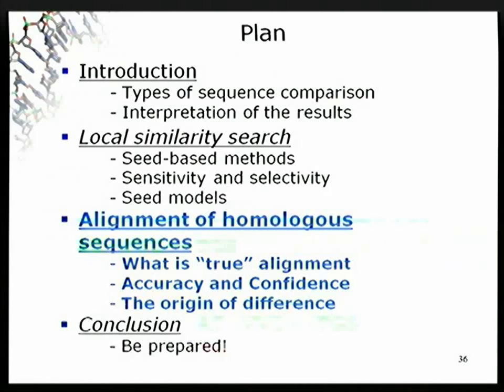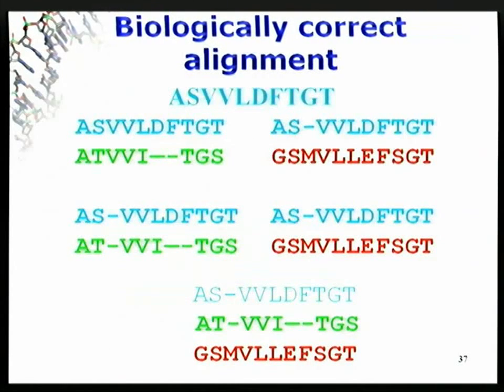Okay, and the next part will be about alignments, global alignments. In this case, the problem I'm interested in is: is the alignment biologically correct? Because usually when we search for an alignment, we optimize some weight function, and we don't know the relation between the alignment we algorithmically construct and the so-called true alignment. So what is a biologically correct alignment?